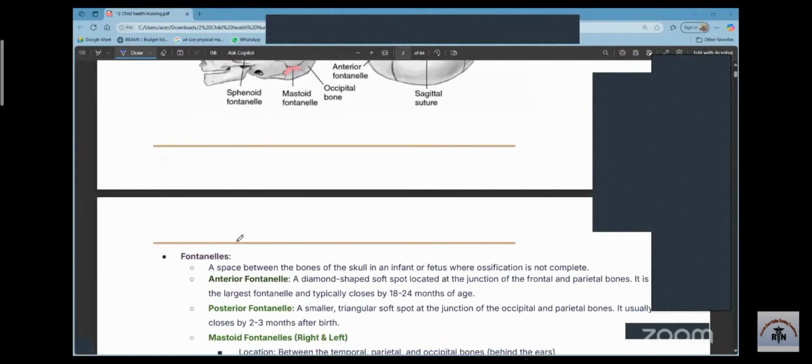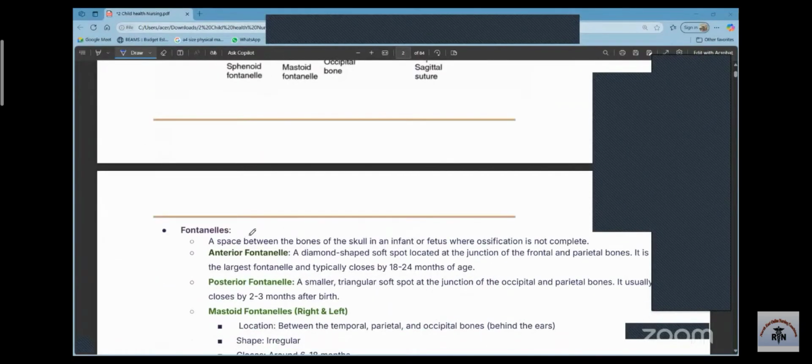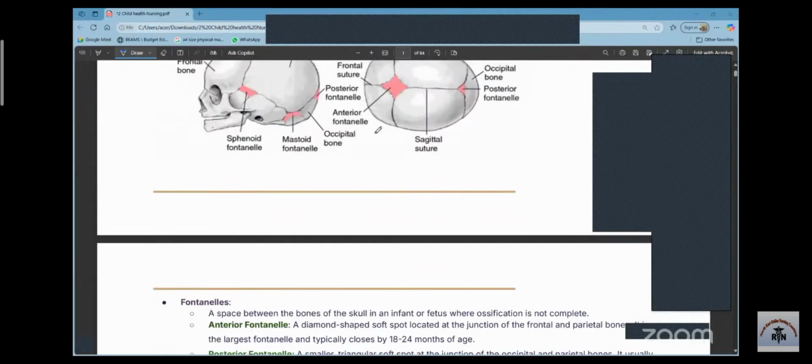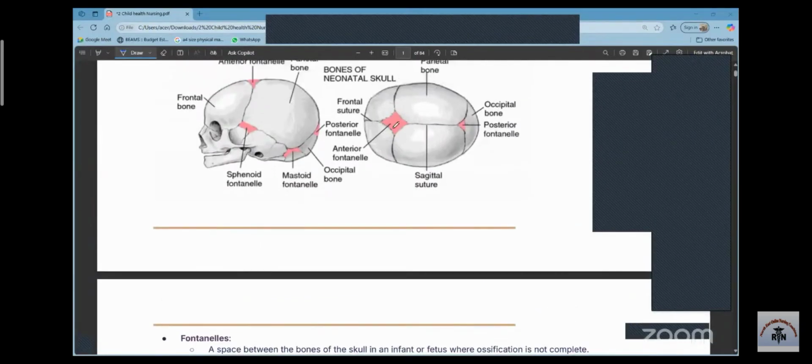We have six fontanelles. These fontanelles are spaces between the bones of the skull in an infant or fetus where ossification is not complete. It means the bone ossification has not been completed in these fontanelles. That's why they are spaces between the sutures. Questions have come like, anterior fontanelle is present between which sutures or between which bones. So you have to be well versed in that.